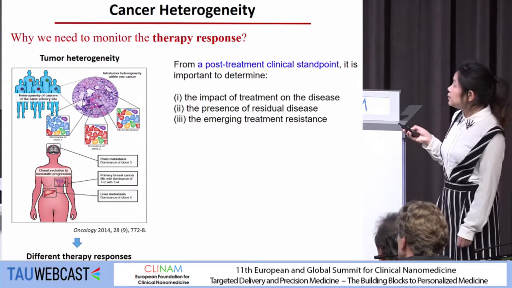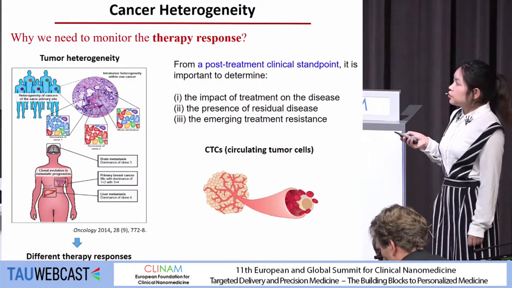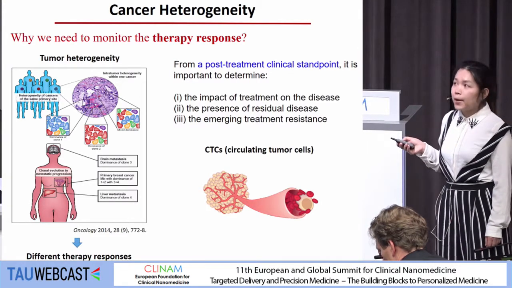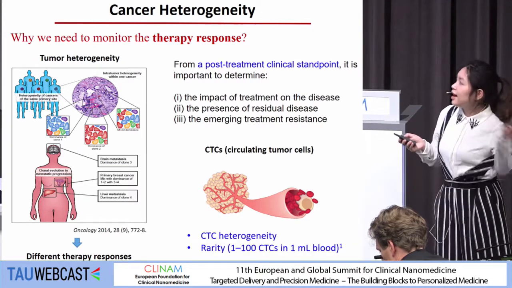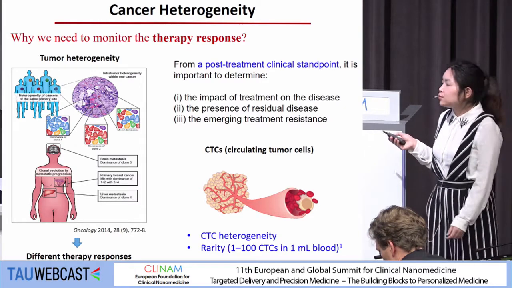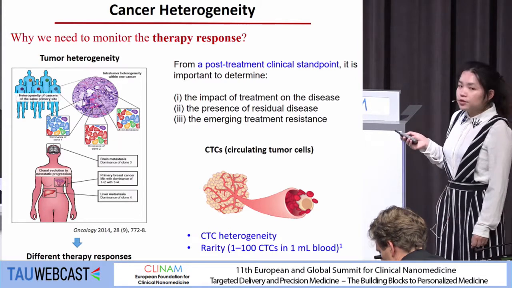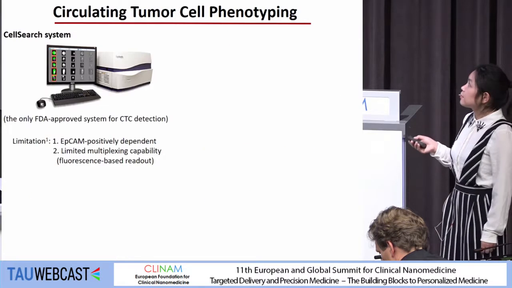Circulating tumor cells are released from the tumor and circulate in the blood, so they might be a potential biomarker to provide tumor biology information. However, CTCs are heterogeneous and rare. There are only 1 to 100 CTCs in 1 ml of blood. This really causes a technical challenge in CTC analysis.